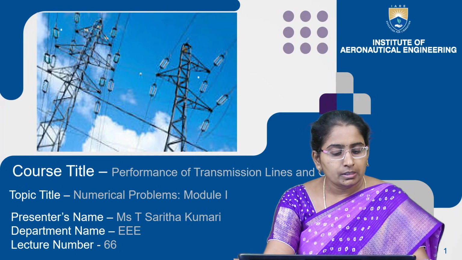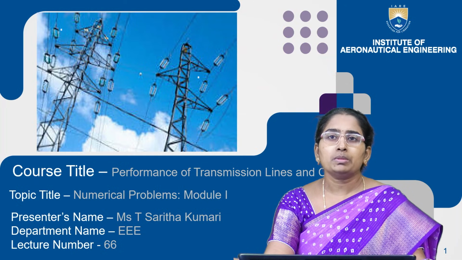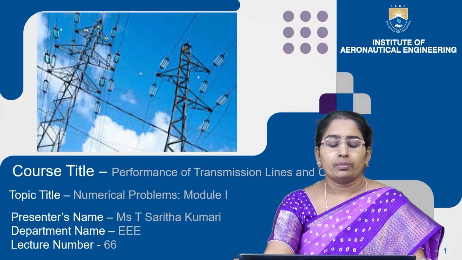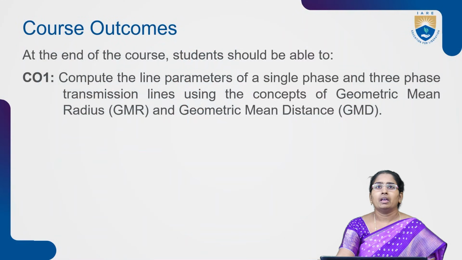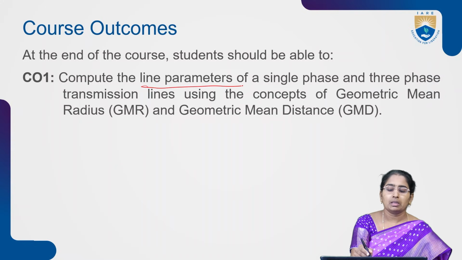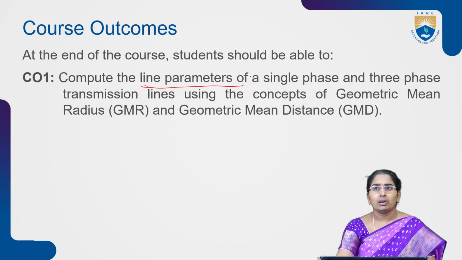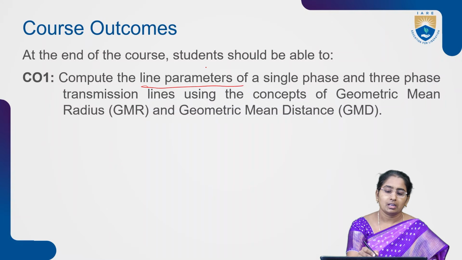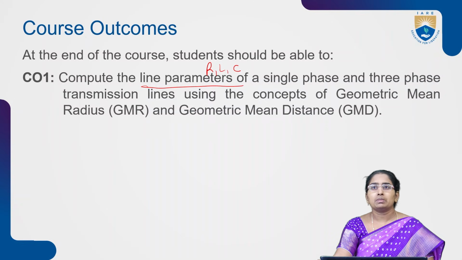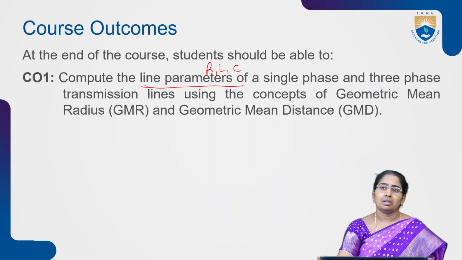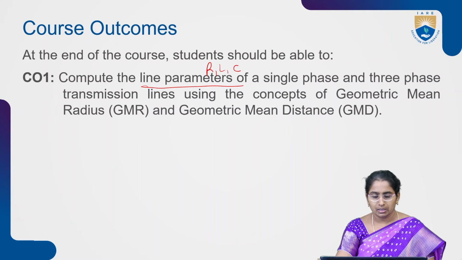Lines and Cables. The topic is numerical problems from Module 1. We'll see a few numerical problems from Module 1. This Module 1 is about the parameters of the transmission line. What are those? R, L, C: resistance, inductance, capacitance, calculation and the problems based on that. There we'll have the concepts of GMR and GMD, geometrical mean radius and geometrical mean distance.